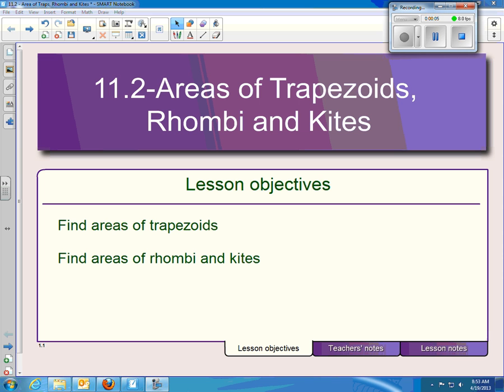We're going to be talking about areas of trapezoids, rhombi, and kites. We're going to have objectives today to find the area of trapezoids and then find areas of rhombi and kites. And the reason why rhombi and kites are together is because a rhombus and a kite have the same shape.